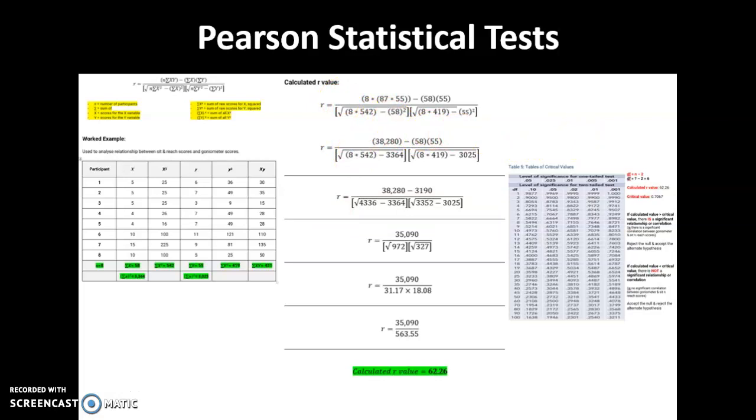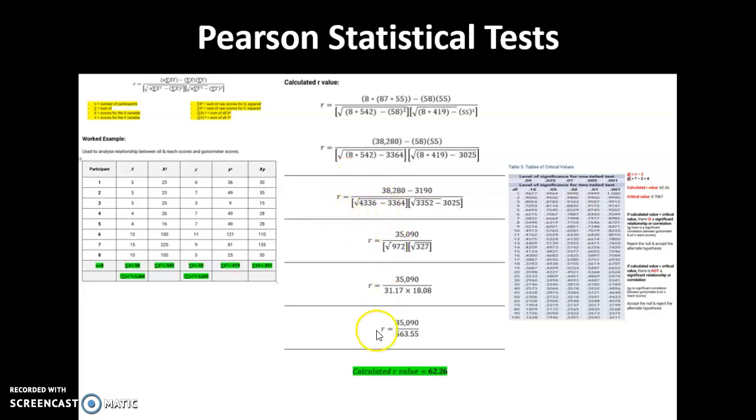Do you see n? So that needs to be 8 times the sum of x, y. But that's not x, y, it's x times y. So it's 58 times... that's 87 plus 58, 55, and then you do that. You then use your other data down from there into this next column here, and so forth.